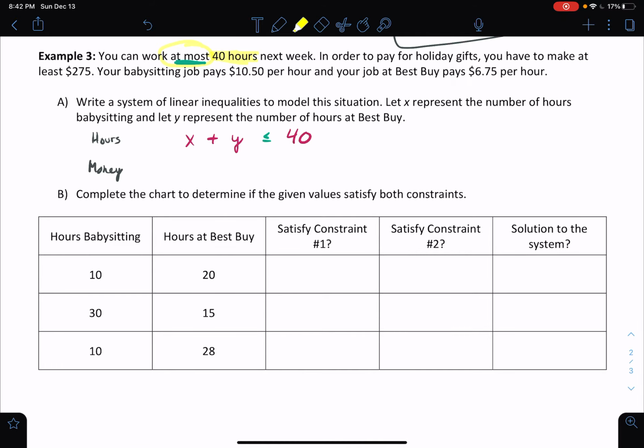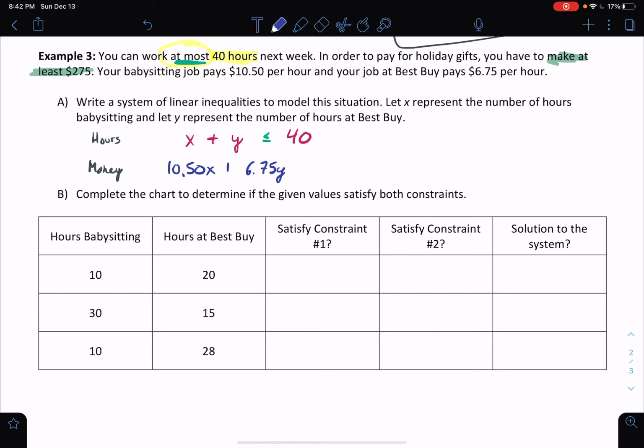Because we're told you have to make at least $275. Okay? So your babysitting job is $10.50 per hour. So that's going to be $10.50 times X. And Best Buy pays $6.75 per hour. So it's going to be $6.75 times Y.